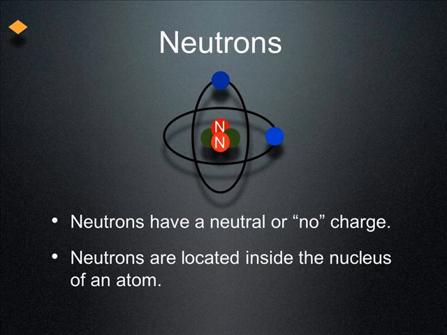The second subatomic particle we're going to talk about is the neutron, and the neutron, like the proton, is also located inside the nucleus of the atom, in the center of the atom. It is a neutrally charged particle, so it has no charge at all, zero. Compared to the other two, this is the only one without a charge.